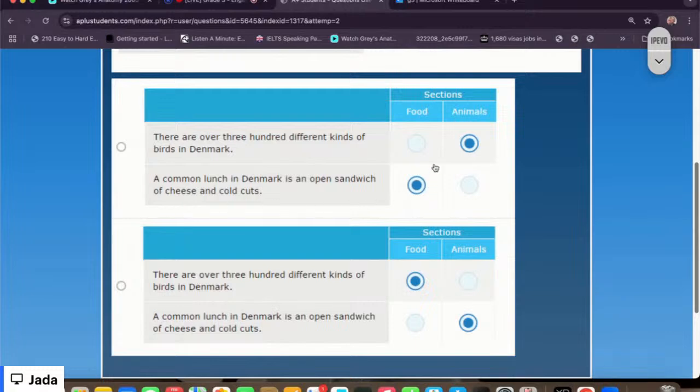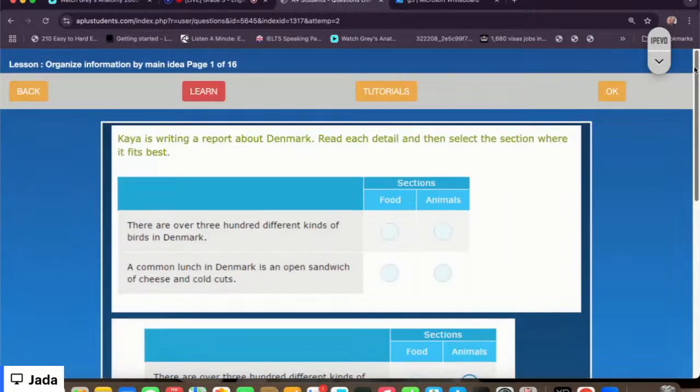Alright, so we have option one because this first section is talking about animals, and then the next one is talking about food. So this is about the main idea. Once you are doing anything with main idea, you have to be very specific so that whoever is reading will understand. Okay?